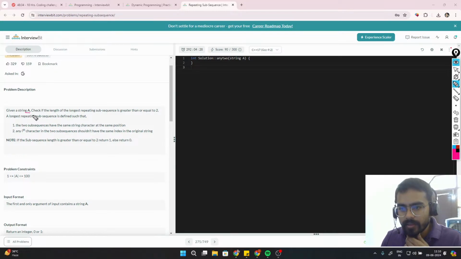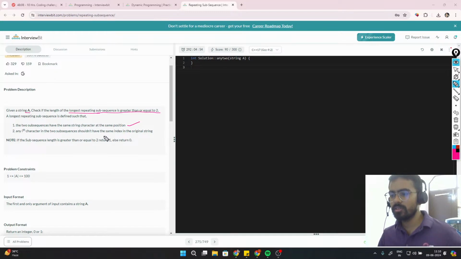So now we are given a string A. We need to check if the length of the longest repeating subsequence is greater than or equal to 2. The longest repeating subsequence is defined such that the two subsequences have the same characters at the same positions. Any ith character in the two subsequences shouldn't have the same index in the original string. Note: if the subsequence length is greater than or equal to 2, return 1, else return 0.